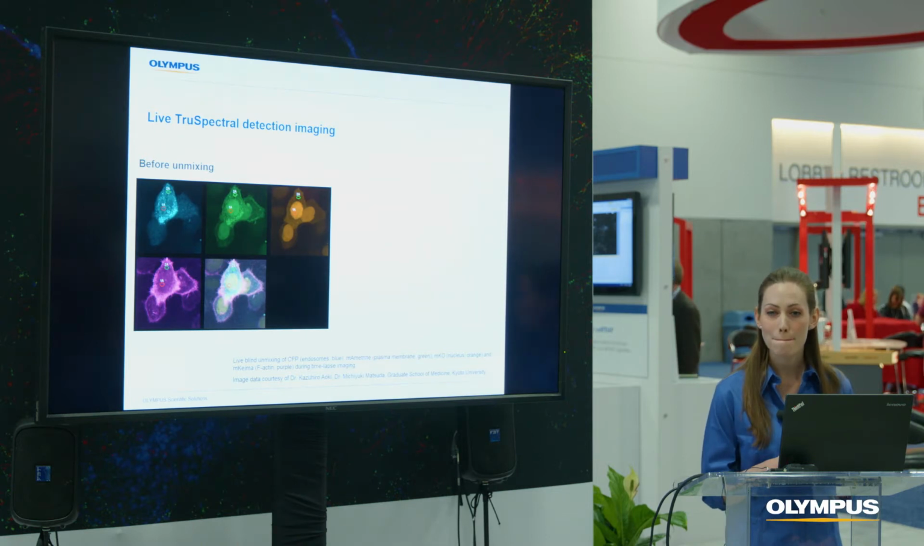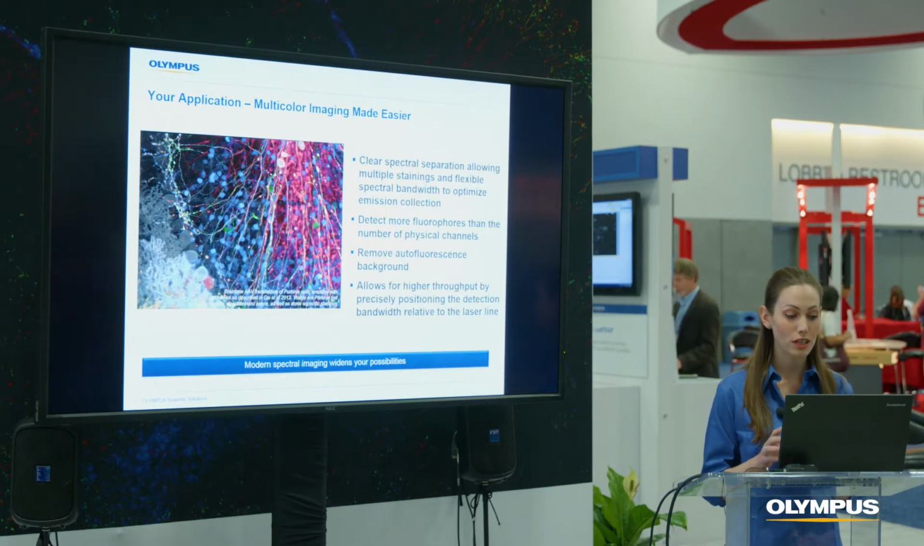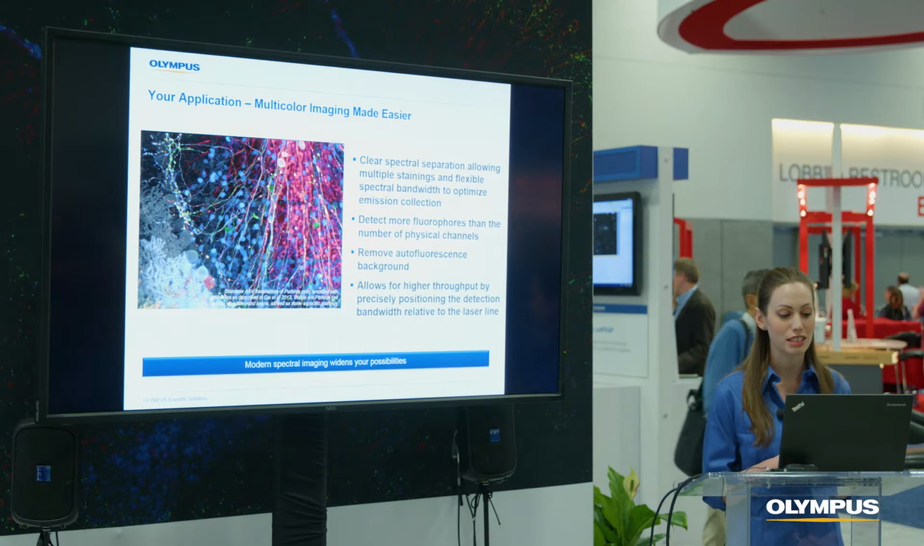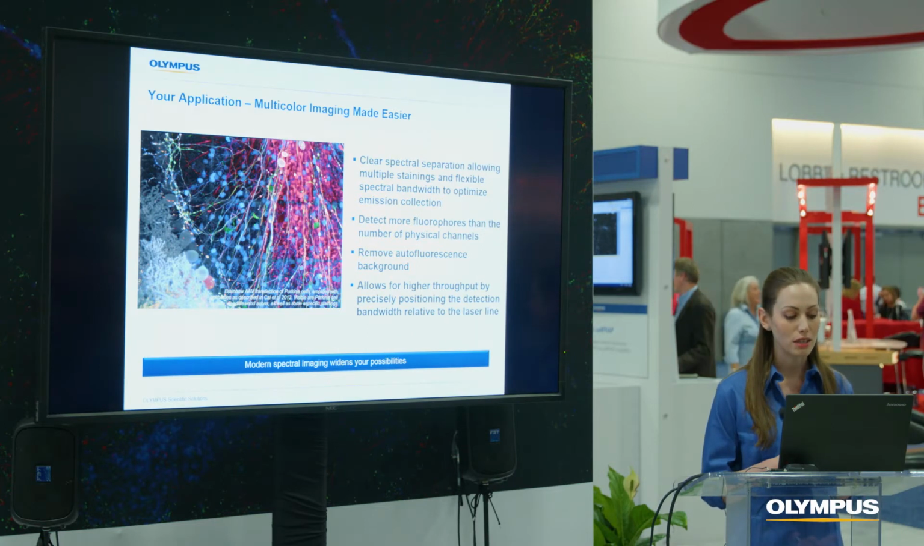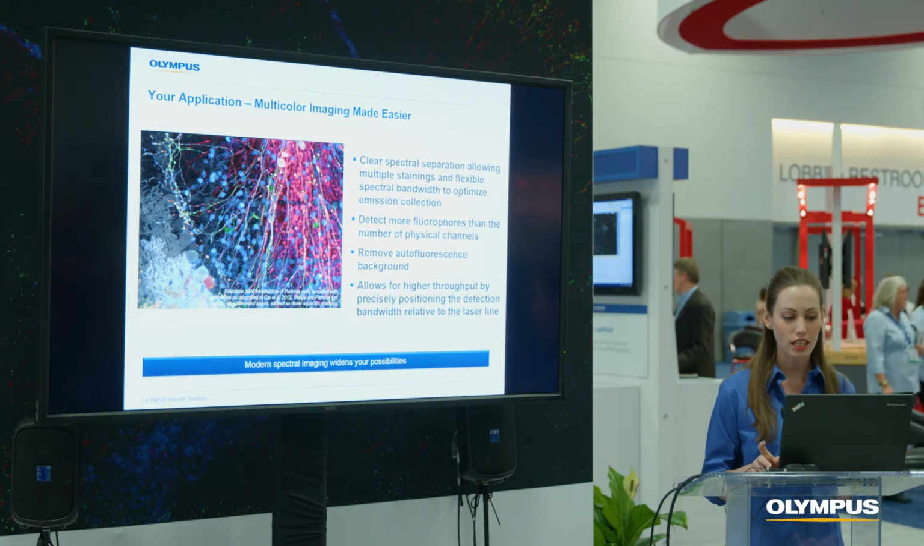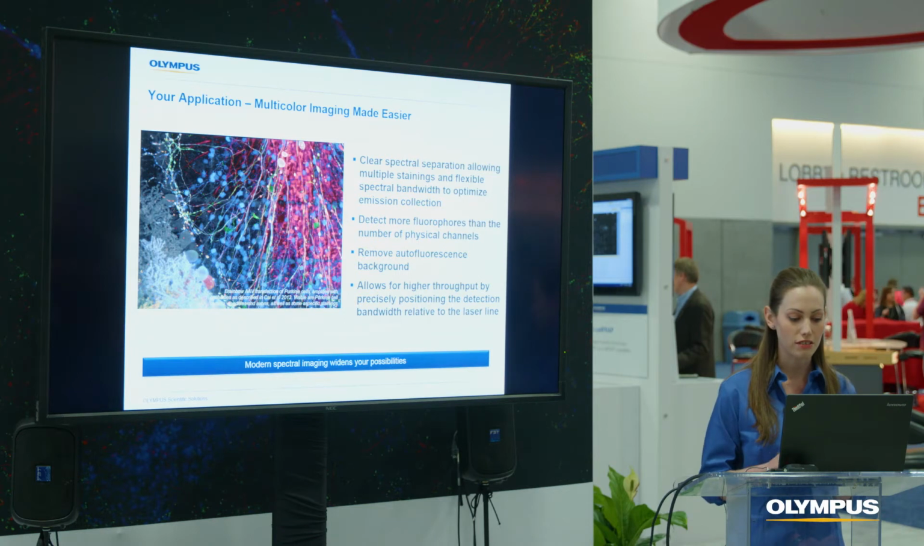Was that image taken with an FV3000? This image was indeed taken with an FV3000. This was a rainbow sample imaged with spectral imaging and unmixed to allow for identification of visible Purkinje cells, dendrites, and axons, as well as some aspecific stainings.